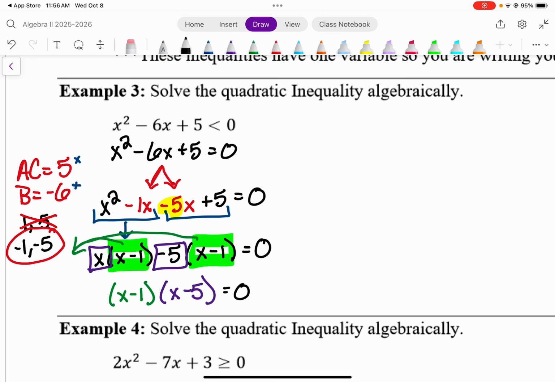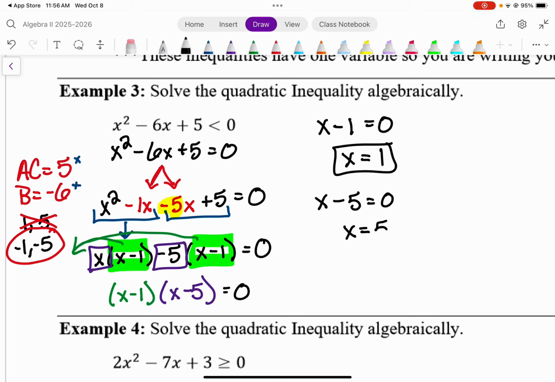Now with these, we have to solve for what x is going to equal. That is our first step. So you're going to set each of these equal to 0. So x minus 1 equals 0 tells us x equals +1. And x minus 5 equals 0 tells us x is going to be +5. So far we solved it the exact same way we did in the last chapter.